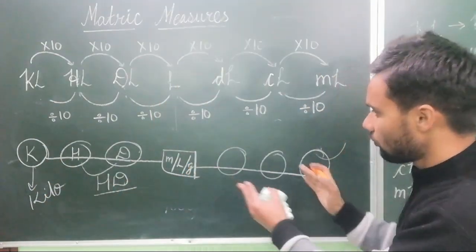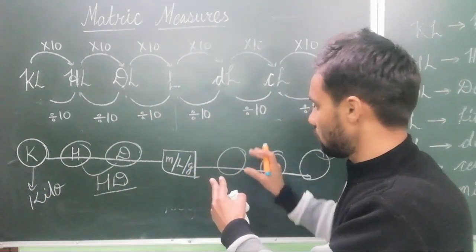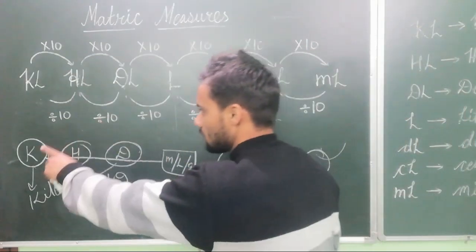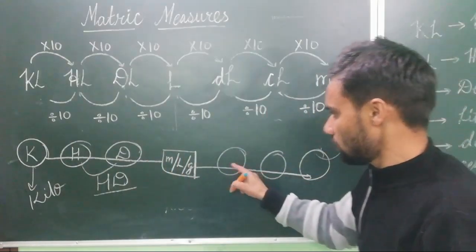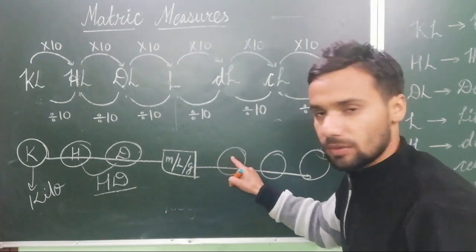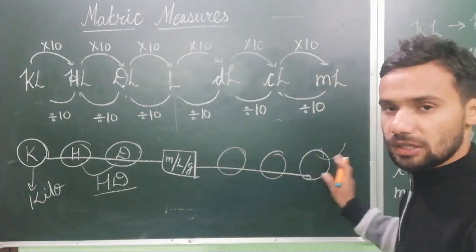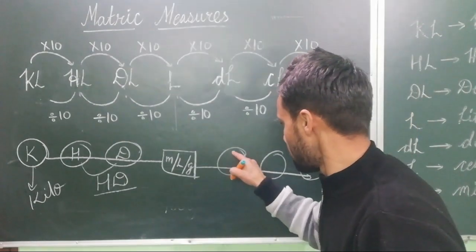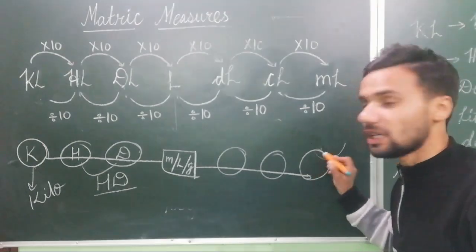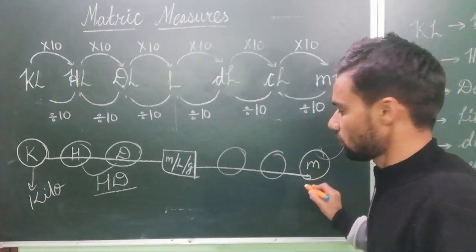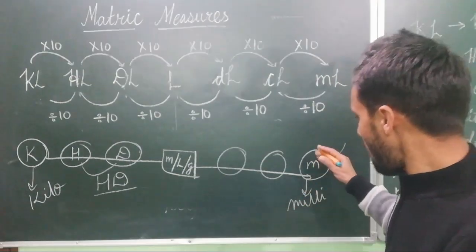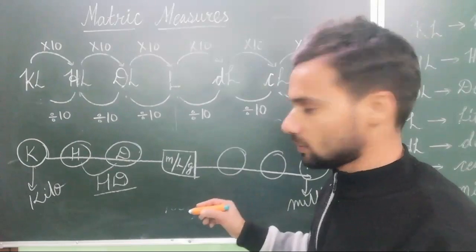Similarly, on the right hand side, what is going on? The units are decreasing, but how many times? 10 times. Here 10 times increasing, and here 10 times decreasing. After the middle unit, the units are decreasing, but how many times? 10 times. So how can you remember this? First, you know this. This is your milli. You can learn this thing. This is your milli.